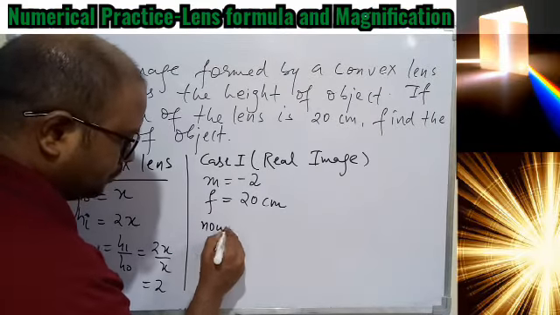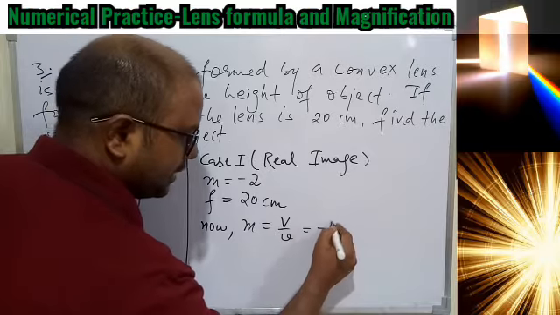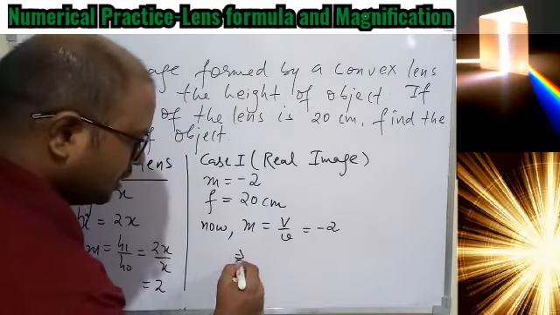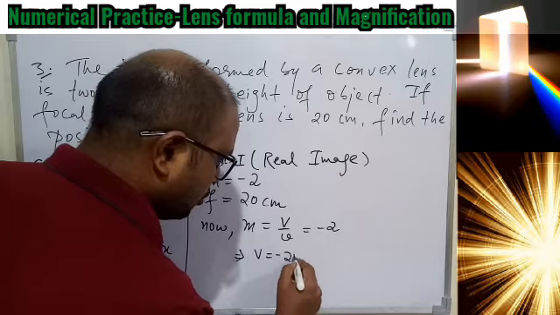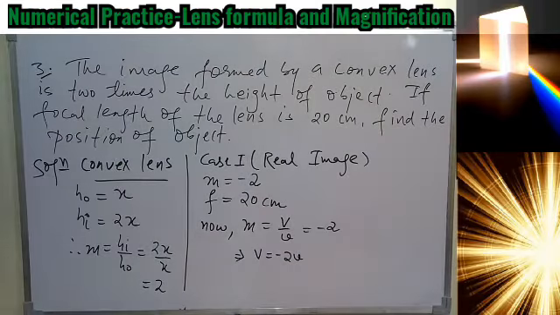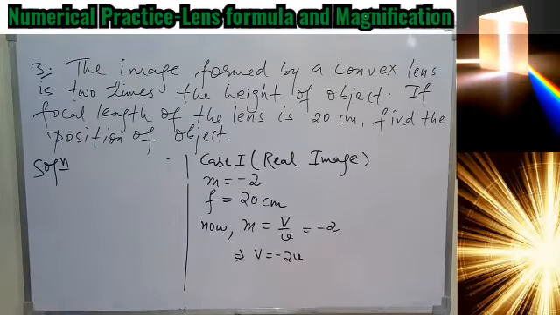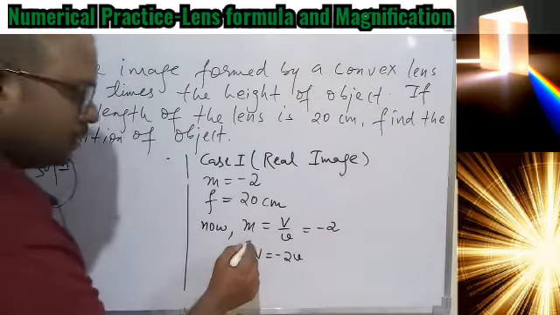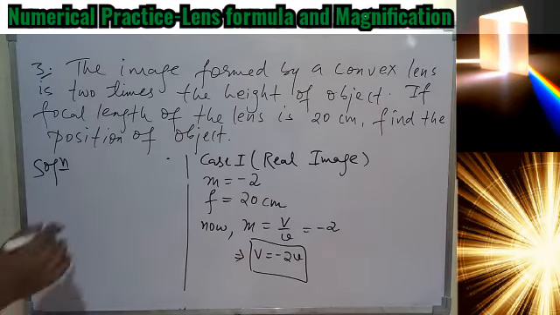Okay, so now we know m is equal to v upon u, that is given -2. So based on this we can write down v is equal to -2u. Okay, now we don't need this part, so apply the lens formula, because we got a relation between image distance and object distance. Apply the lens formula and let's see what we can get.